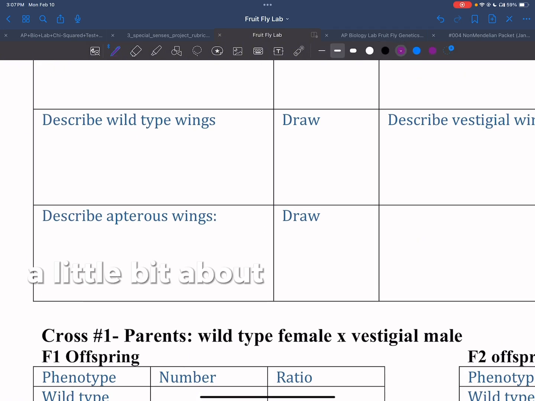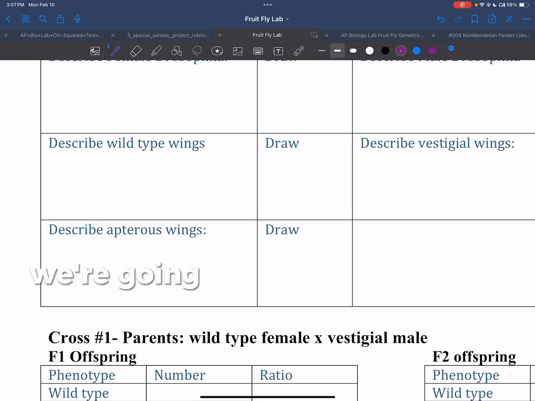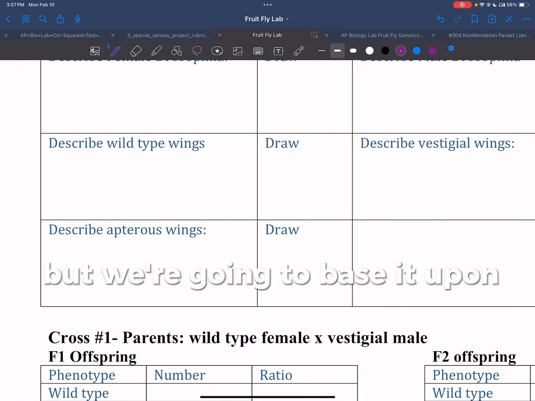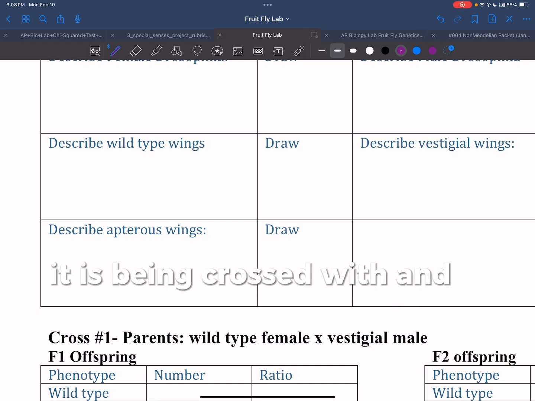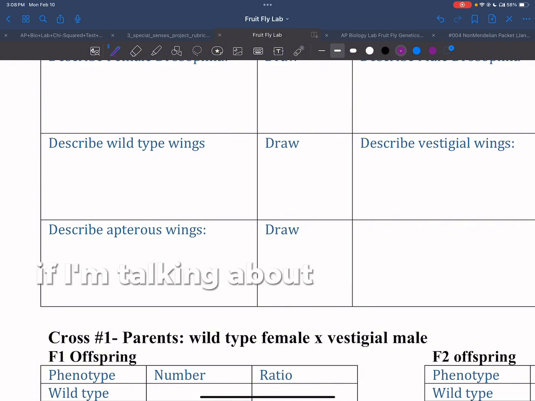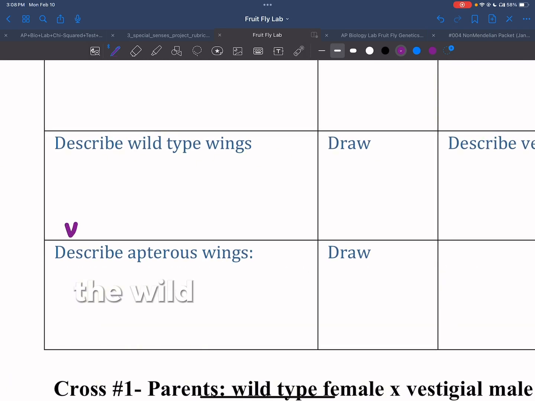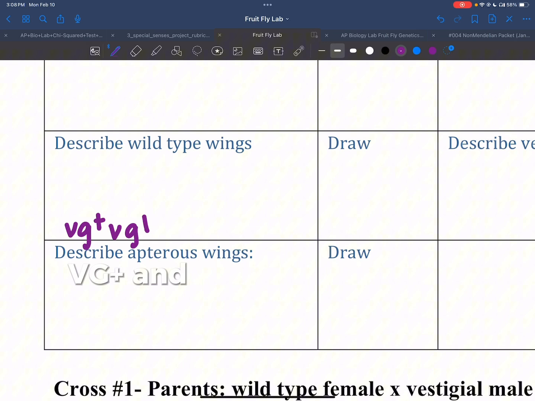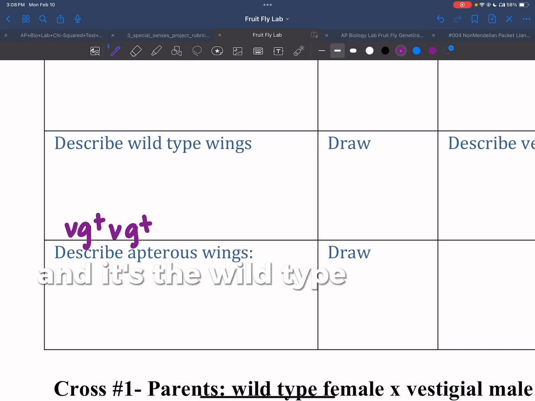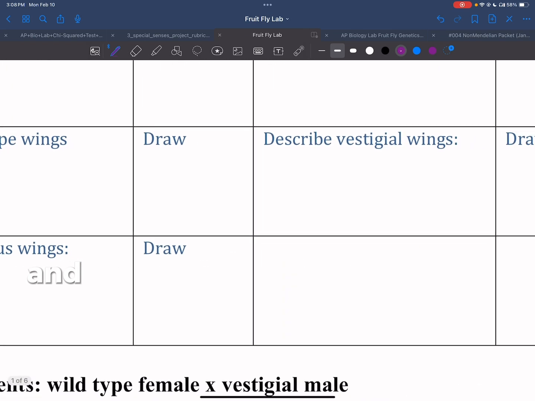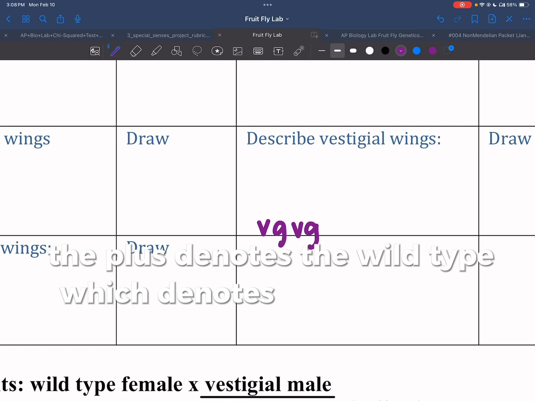We're going to talk a little bit about how we're going to notate the alleles for these. Anything that is a wild type, we're going to denote with a plus sign for that allele, but we're going to base it upon whatever recessive trait it is being crossed with. What do I mean by that? For example, if I'm talking about vestigial wings, like this first cross, then for a wild type, the wild type would be VG plus, VG plus. And so it's homozygous dominant, or what we're assuming is homozygous dominant. And it's the wild type for a cross with a vestigial parent. The vestigial parent would be VG, VG without the plus sign. The plus denotes the wild type, which denotes the dominant allele.